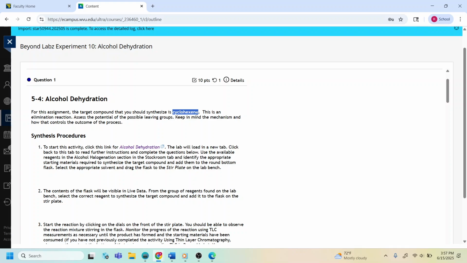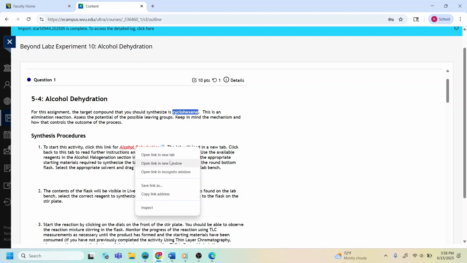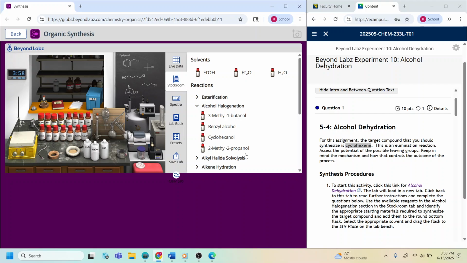So back to the reaction, we're going to go ahead and open the experiment in a new window. The experiment is going to open up to the chemicals that we need to choose and the solvent in this case. So we know that we need to start with the cyclohexanol. So I'm just going to go ahead and hit cyclohexanol. For sure, I don't want to use any of the alcohol or the water. I don't want to use those, but you have to use a solvent. So normally when we don't use polar solvents, we go ahead and use diethyl ether in there.